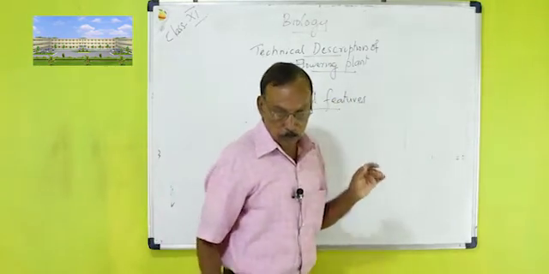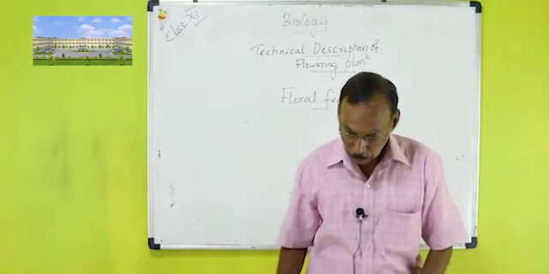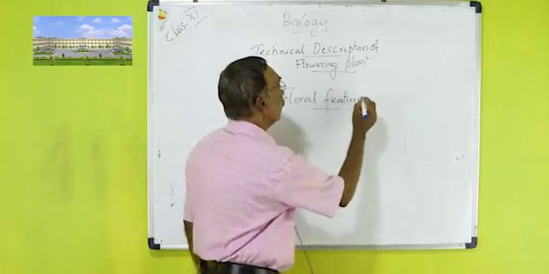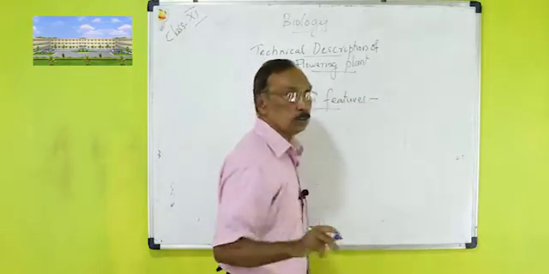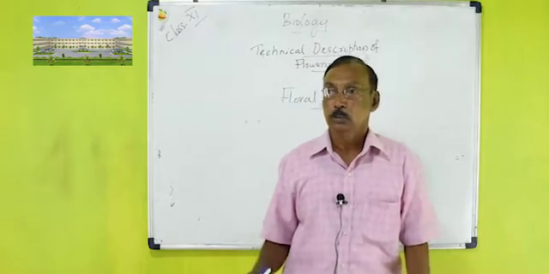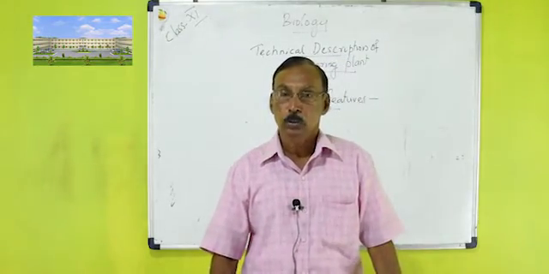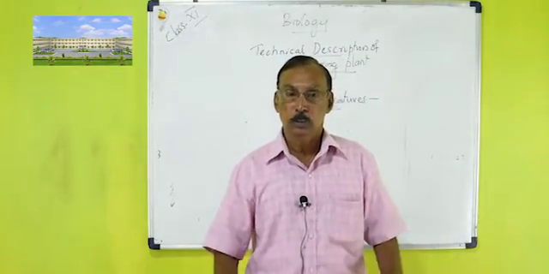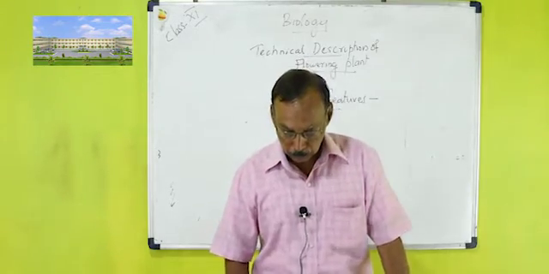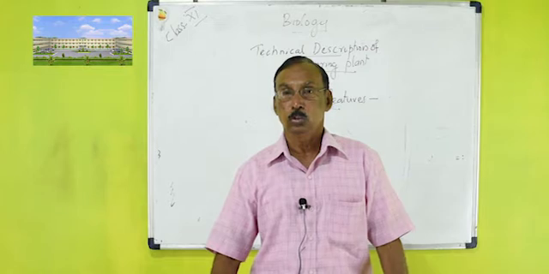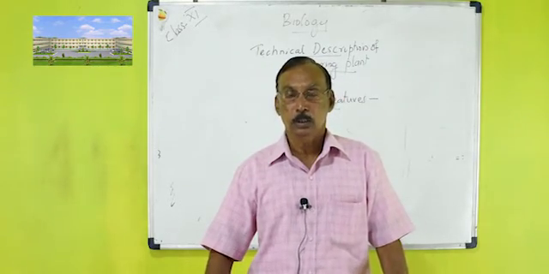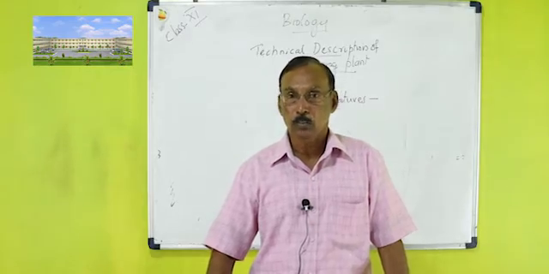The first floral feature is the type of inflorescence. What type of inflorescence is the plant having? For example, you studied two types of inflorescence, racemose and cymose. So after getting the plant, first we discuss the vegetative part, that is the root, stem, leaves, etc. Then the reproductive part, that is the flower.